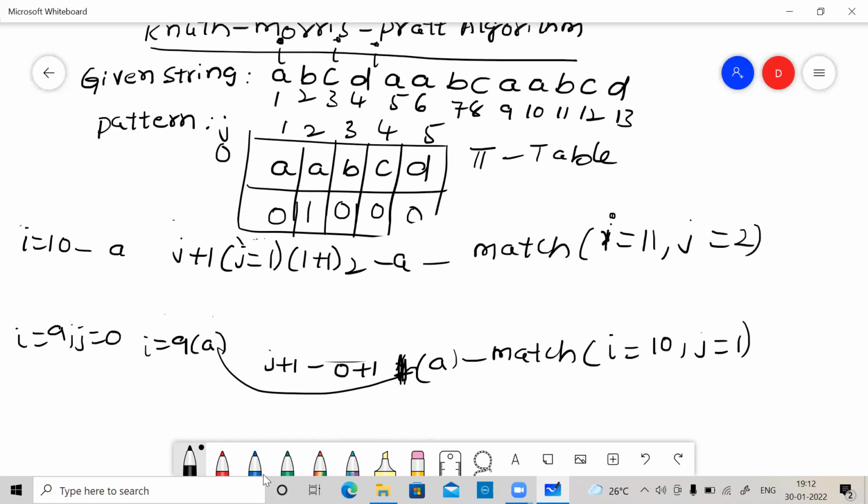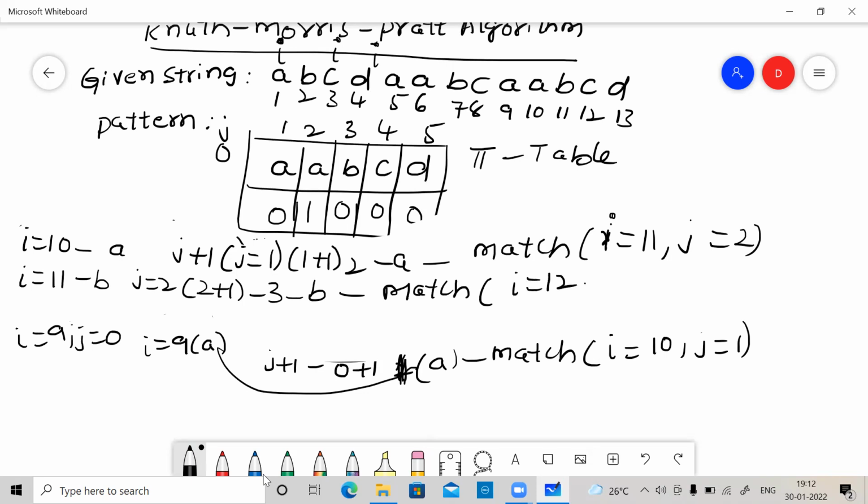So now take I is equal to 11. At I is equal to 11, what is the value? B you are having here. And the J value is 2 now. So 2 plus 1, which is 3. At index 3, what is the value? B here. So both are same. If both are same, when a match is found, increment I value. I will become 12 and J becomes 3.